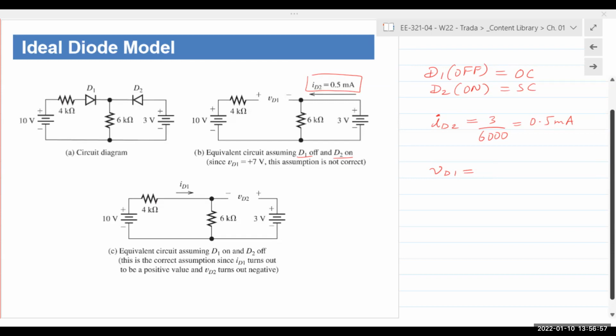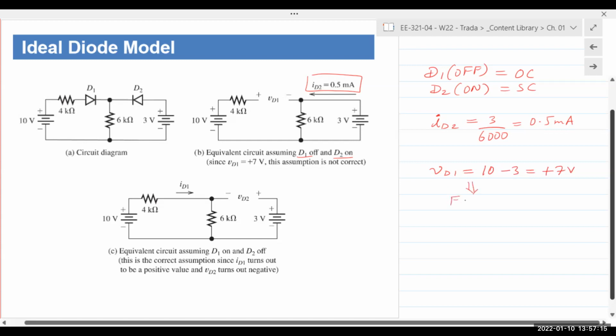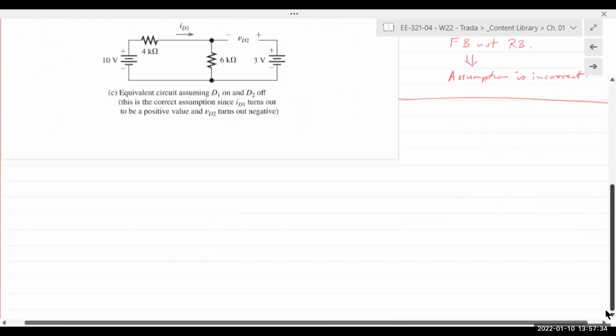If it doesn't, then my assumption is incorrect. I have to repeat the analysis again. So let's see. So VD1 here, let me complete this right up. 10 minus 3 volts gives me plus 7 volts. Thus, this is forward bias and not reverse. And hence, assumption is incorrect. Okay, assumption is incorrect. Cool.